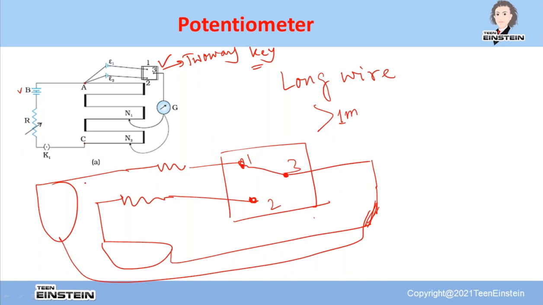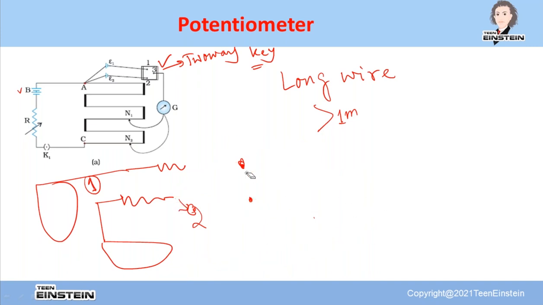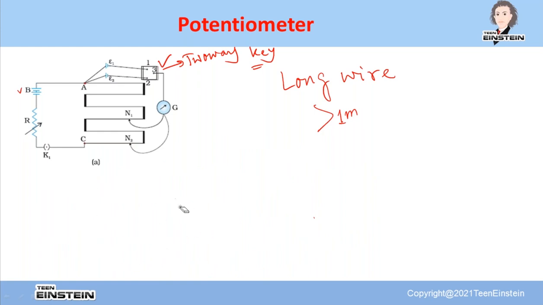At that time, suppose this is circuit 1, circuit 1 will be connected, and when this 3 is connected to 2, then your circuit 2 will be connected. This is circuit 2, this one. So like that you can see the two-way key has an important role in this experiment. Look, I'll just go quickly because we are running out of time.